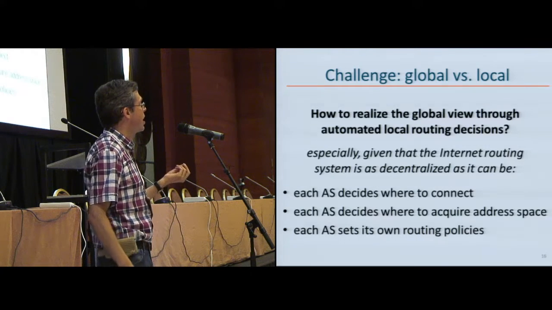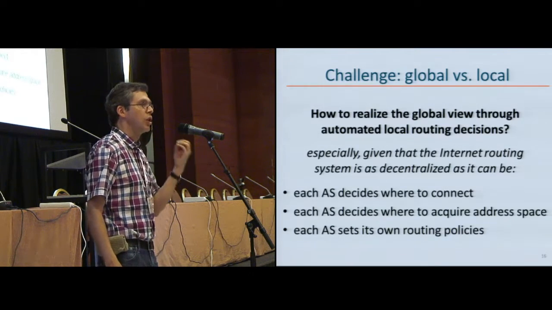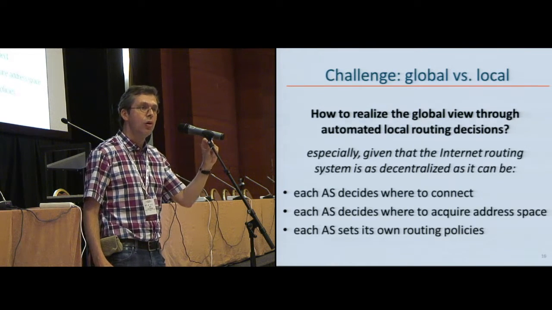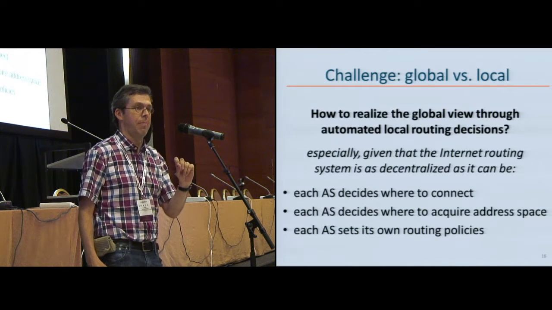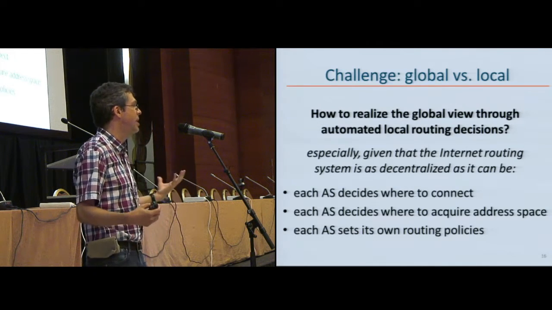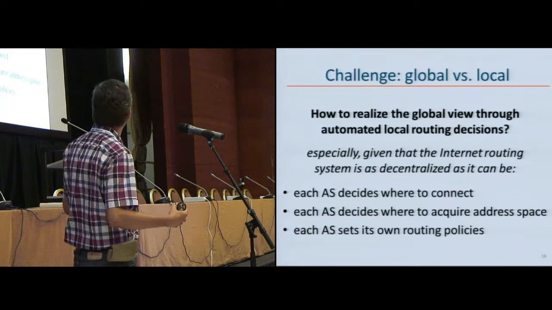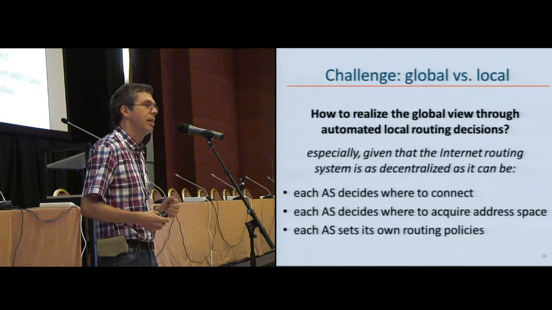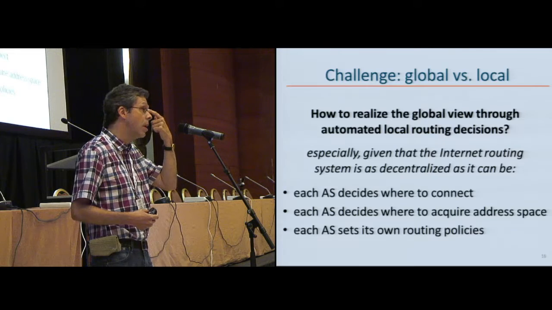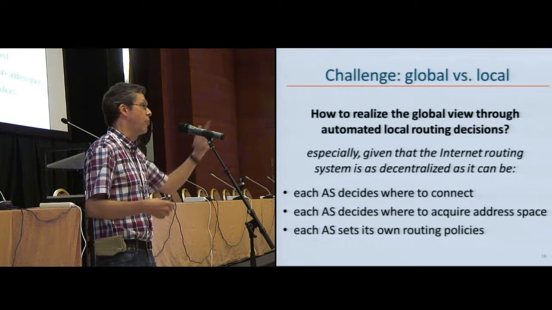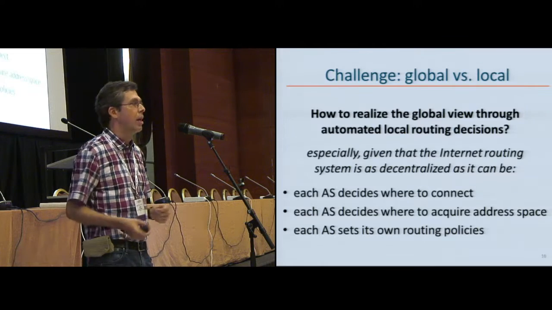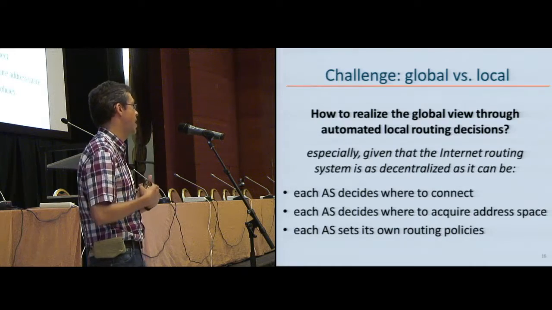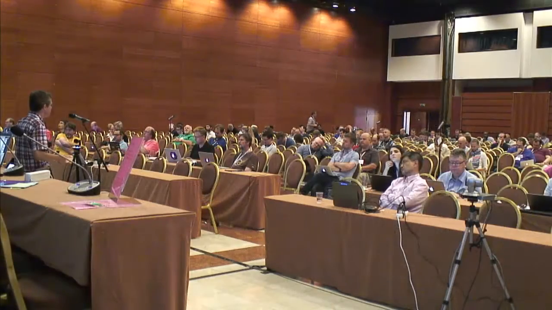So the big question for us now was, how do I realize this global view of advertising the more specific prefixes only in the vicinity of the ASs that originate them with automated local routing decisions? And this is challenging because the internet is as decentralized as it can be. Each AS decides where to connect, whether to peer at an internet exchange point, whether to multi-home, where to acquire address space from, a provider or a routing information registry, and how to announce my address space. Do I deaggregate many prefixes? How do I treat the routes that I receive from my neighbors regarding other prefixes? So all this is very decentralized.